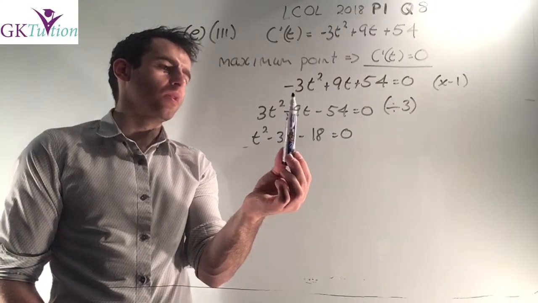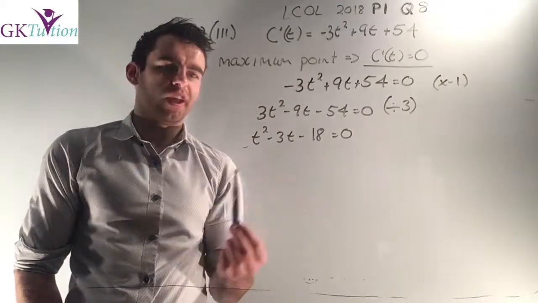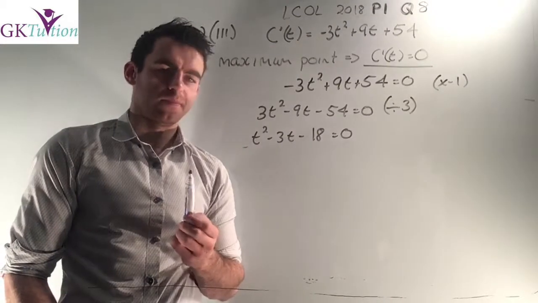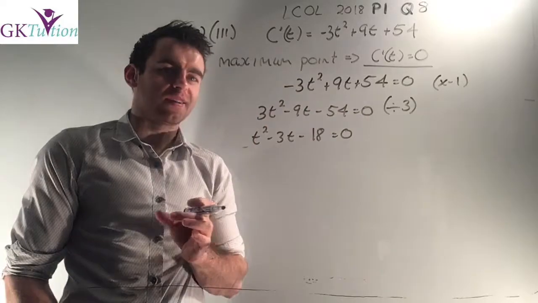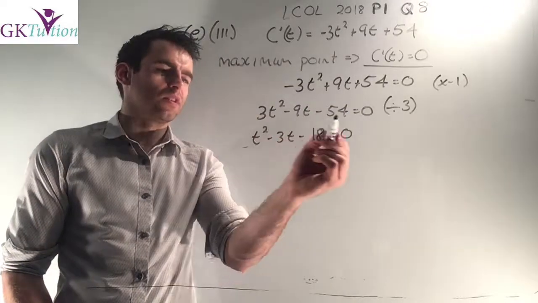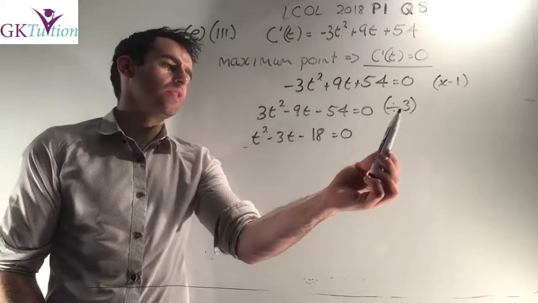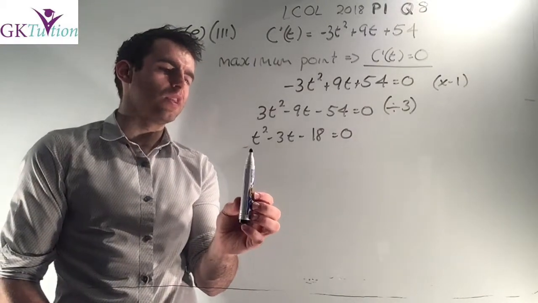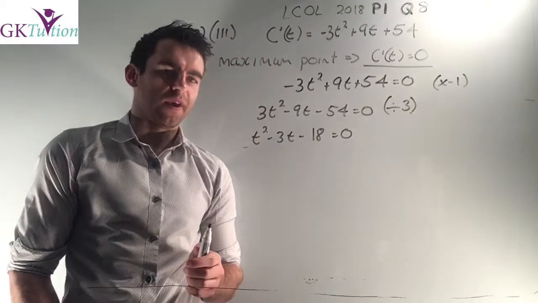I don't want to factorize a quadratic with a minus in front of it, so I've just changed all my signs. It becomes plus 3, minus 9, minus 54. Now when you get numbers like that, you'll never really be asked to factorize something that difficult, so always look for a common factor. In this case, you can just divide everything by 3, and your quadratic actually becomes just t squared minus 3t minus 18. And this one is a lot easier to factorize.